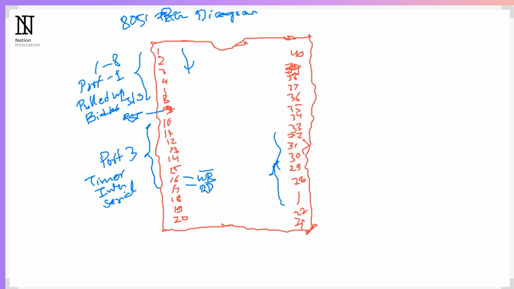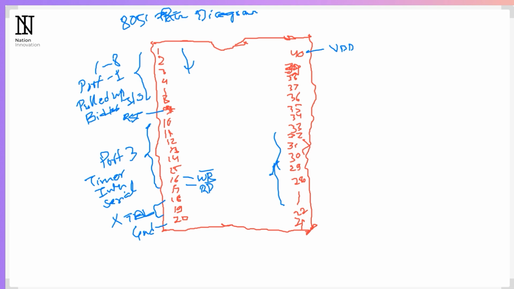Then pin 18 and 19, they are for the crystal oscillator. Any external crystal oscillator can be interfaced with it for clock purposes. Then the 20th pin is ground and the 40th pin is VDD. These are the two supplies.